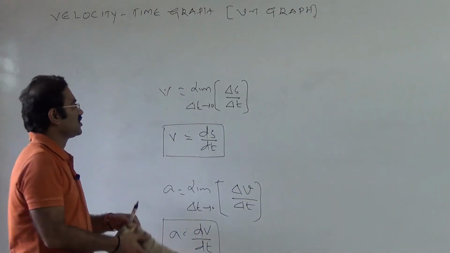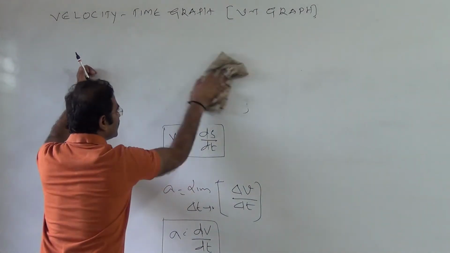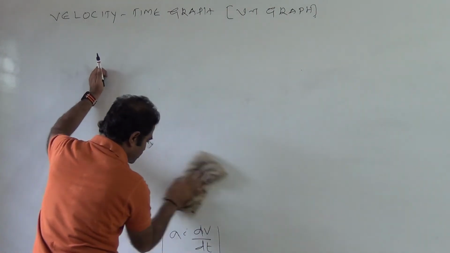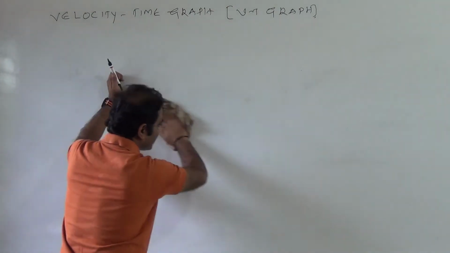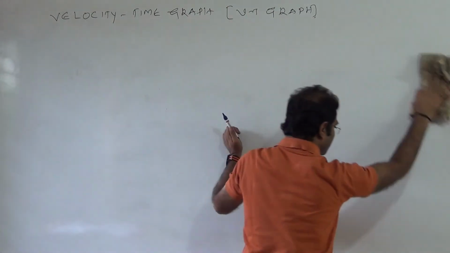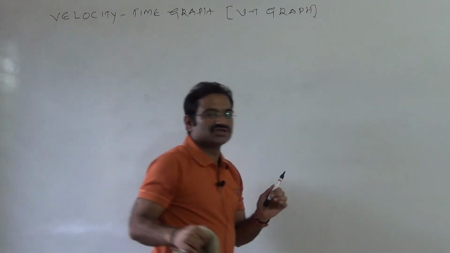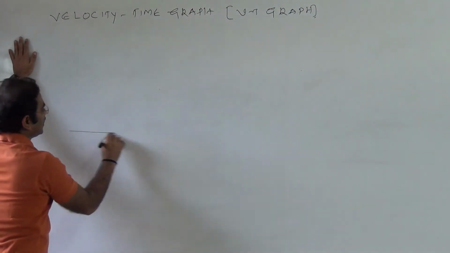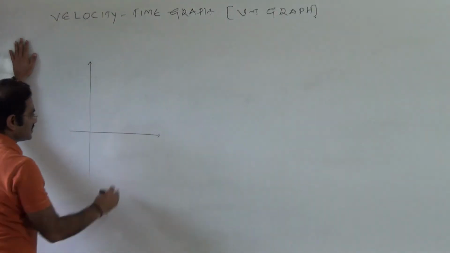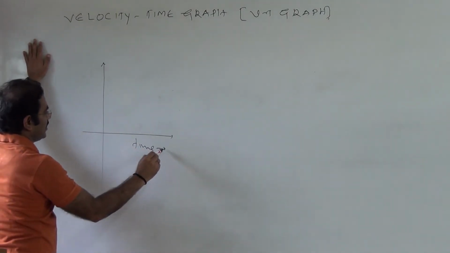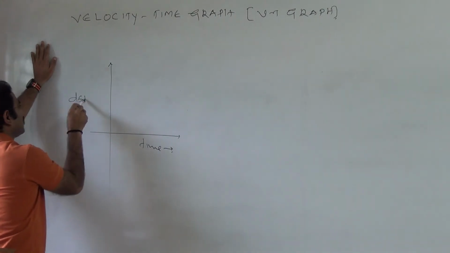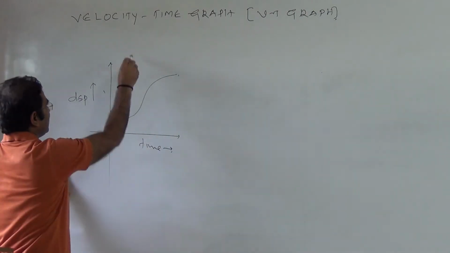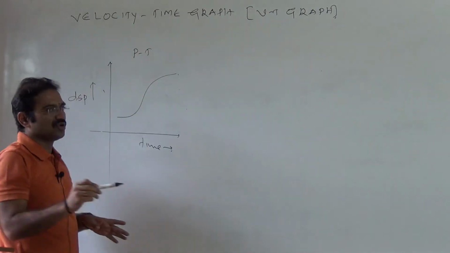The next one is about the graph. If you take a graph, how many types are there? One is a position time graph, another is velocity time graph, and another one is acceleration time graph. What is a position time graph? If the time is taken along the x-axis and the displacement is taken along the y-axis, then the resultant curve is known as a PT graph, or a position time graph.